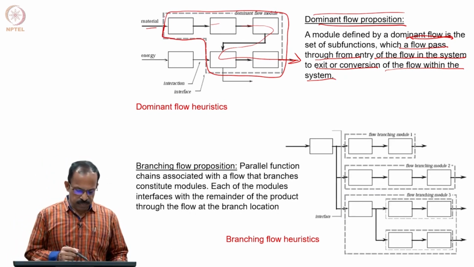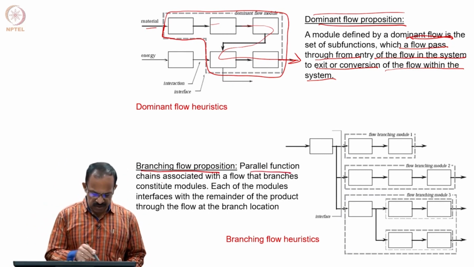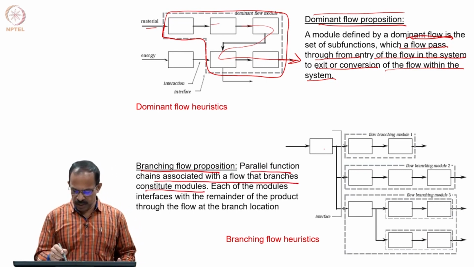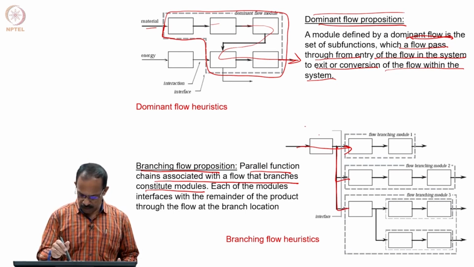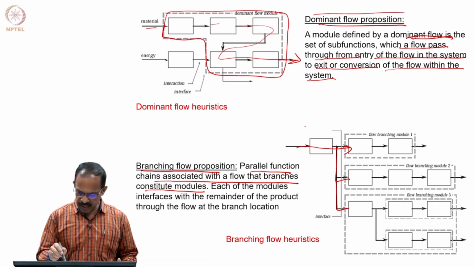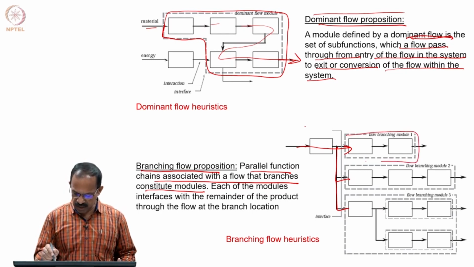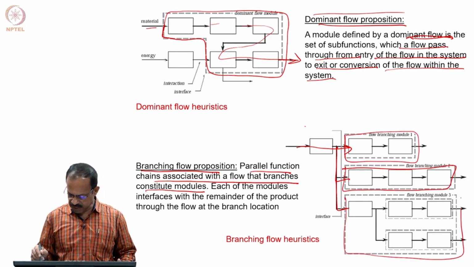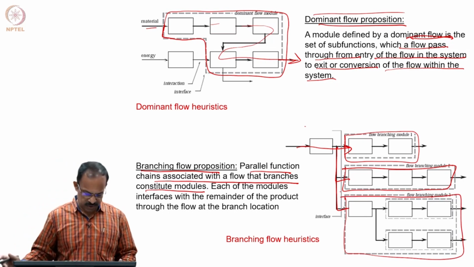Okay. And now, the branching flow, as I told you: parallel function chains associated with a flow that branches constitute modules. So, you can see that something is coming here and then it actually branches out. Okay, this is the interface. So, it is coming here and then it is branching out to different branches. So, we will take all these as the modules. So, potential branching modules 1, 2, 3 like this we will take. This is known as the branching flow heuristics or branching flow modules.